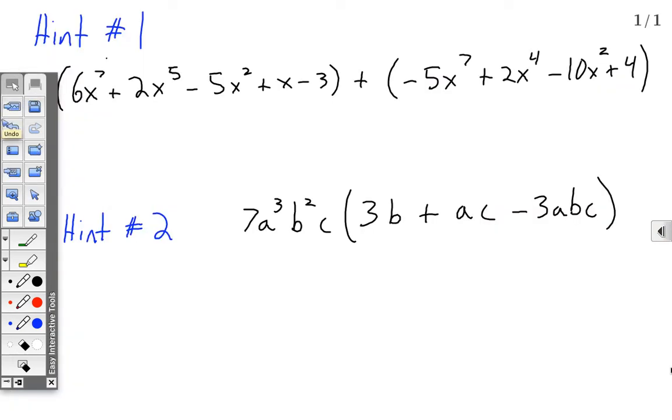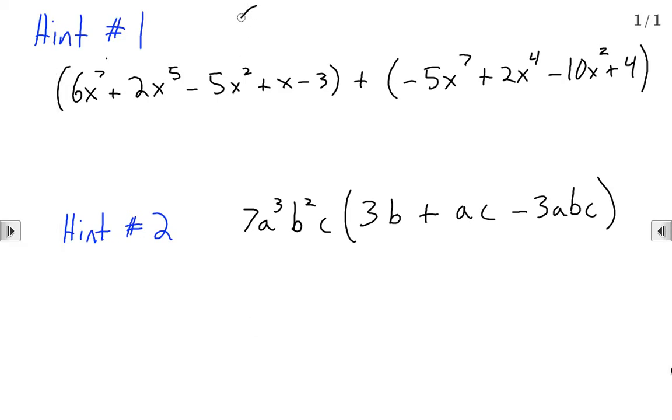Okay, guys. Question number 1 and question number 2 from last night, or tonight's homework, Tuesday night's homework, are just examples of combining like terms and using the distributive property. The first problem is combining like terms. That's the primary strategy we need to use.